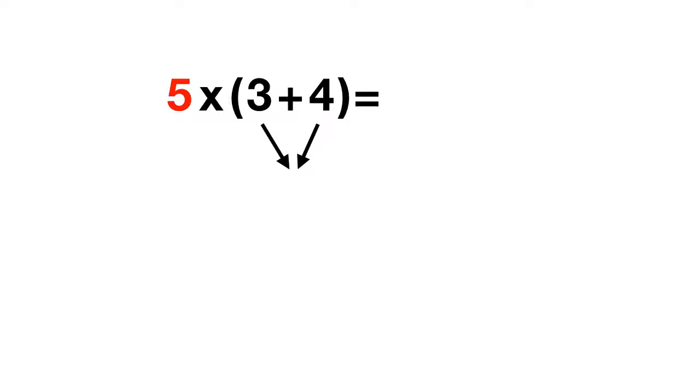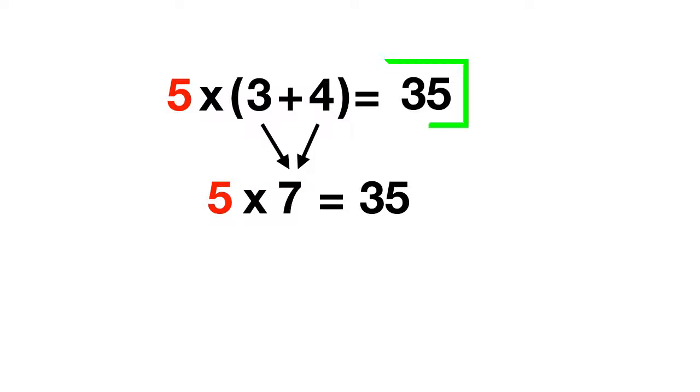Today we are learning how to multiply numbers using the distributive property. Let's say you wanted to figure out what 5 times in parentheses 3 plus 4 equaled. Well, you would probably start by putting together the 3 plus 4. 3 plus 4 gives you 7. Then you could just multiply 5 times 7. When you do this, you get 35. So the answer to this problem is 35.